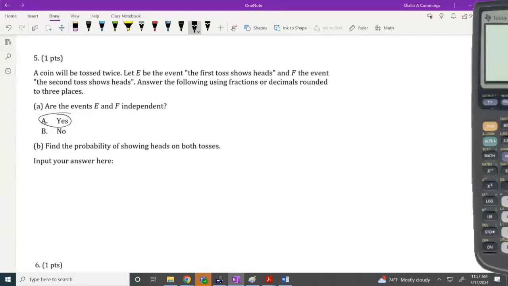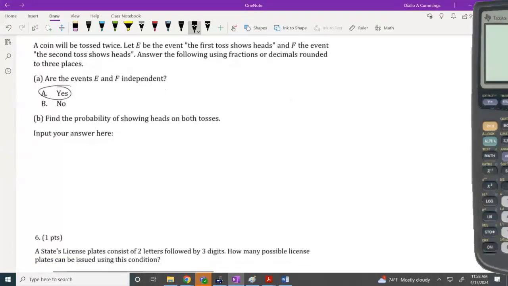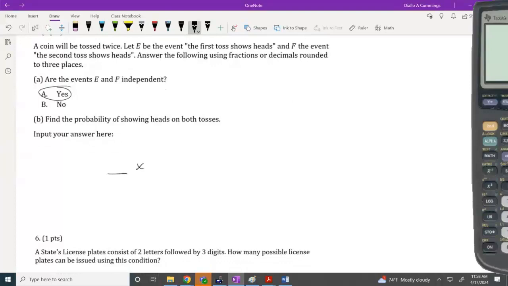B says find a probability showing heads on both tosses. So we're going to use that fundamental principle of counting. I'm going to just map out two outcomes. This first outcome is the probability of a head, and that second outcome is the probability of a head.